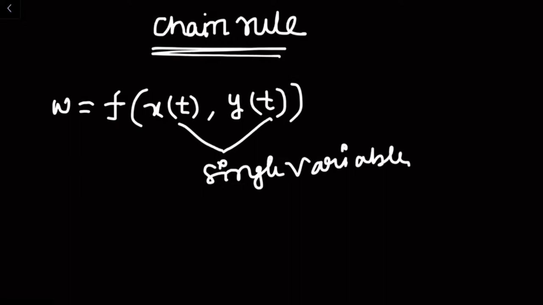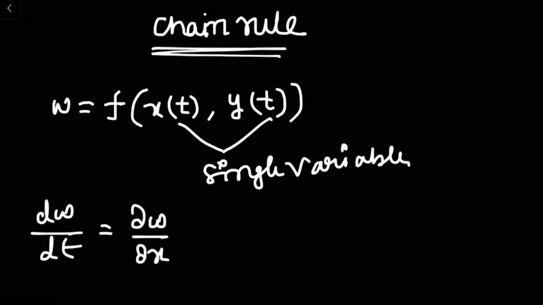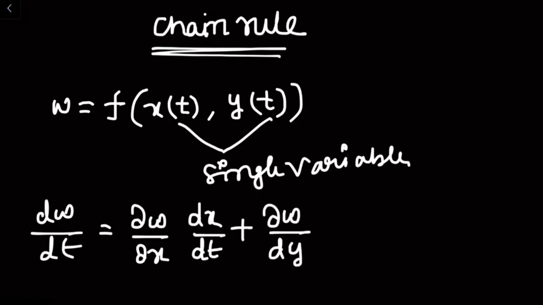The formula to calculate the derivative dw by dt will look like this: the partial derivative of w with respect to x times dx upon dt, plus the partial derivative of w with respect to y times dy by dt.